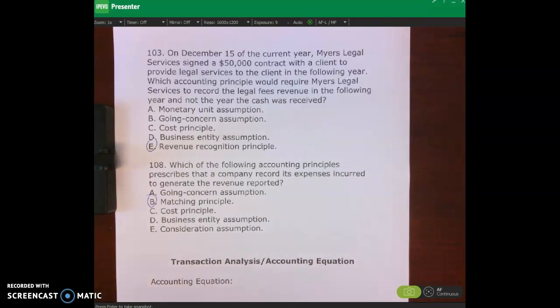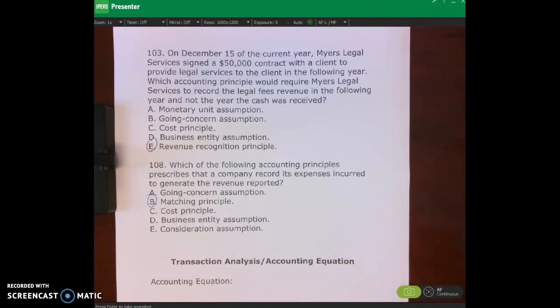So this one's a little tricky. Basically, this is a situation where a company gets paid up front. They got paid in year 1, but when they're going to provide the services is in year 2. So when do they record the sale? When do they record the revenue? They record the revenue in the period in which they do the work, because that's when they earned the revenue.